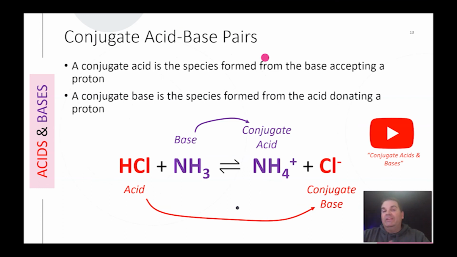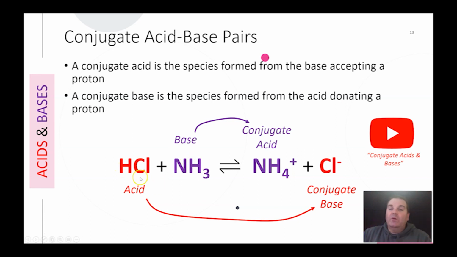Now, something that you get when you get acid-base reactions is what's called conjugate acids and bases. Okay, so conjugate means together or joined. So a conjugate acid is a species formed from the base accepting a proton. So what do I mean by that? We'll have a look at the hydrochloric acid here. This is an acid because it can donate a proton. So this hydrogen gets donated to the base, the ammonia.